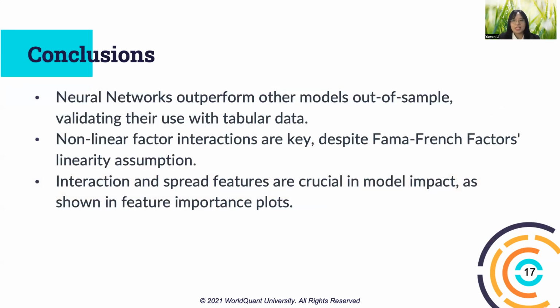As we conclude our project, we find that neural networks have outperformed the other machine learning methods. This highlights their viability for tabular data sets, expanding their application beyond conventional uses. Our research illuminates the importance of nonlinear interaction between factors, a significant departure from the linear foundation of the Fama-French factors. The predominance of interaction and spread features in our feature importance plots confirms the critical nature of this nonlinear relationship.